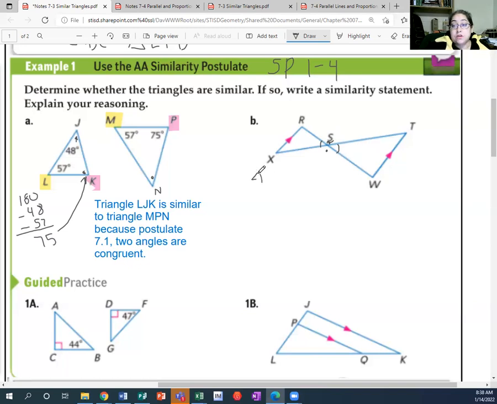I've got angle RSX, that's the angle that's facing to the left, congruent to angle WST, that's the angle to the right. And I put them in this order to try to force R to be corresponding to W.